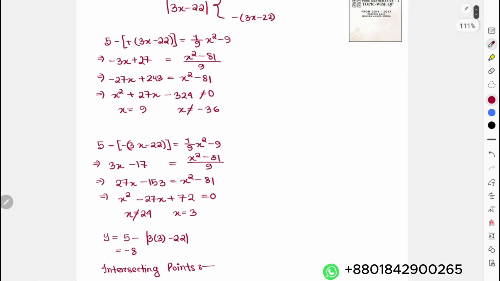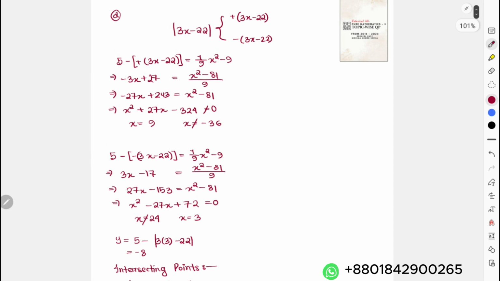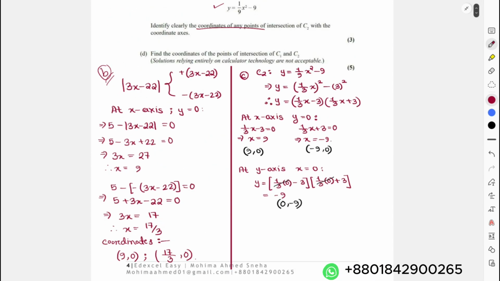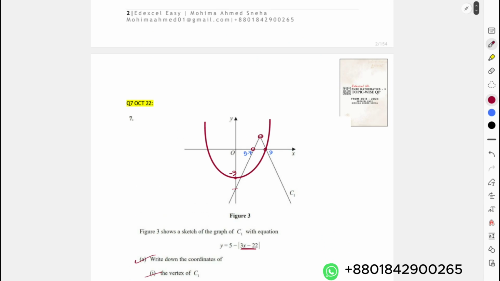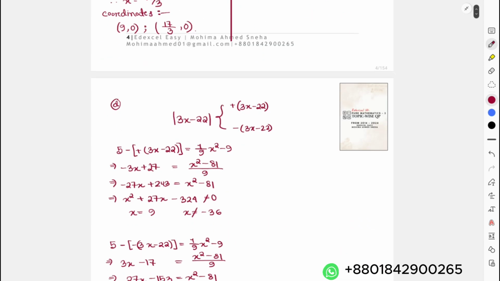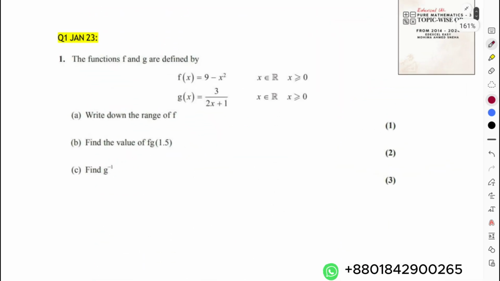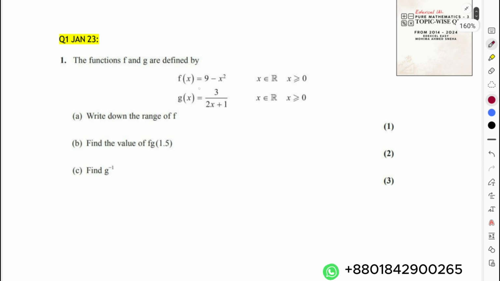This is it for your question part D, and we are done with your question 7. We are done with all the October 22 papers. I think this was October 22, right? Yeah. Then we'll quickly move on to the next part. This is from January 23. There also they're asking to find out the range, right? Now this is again in this format.